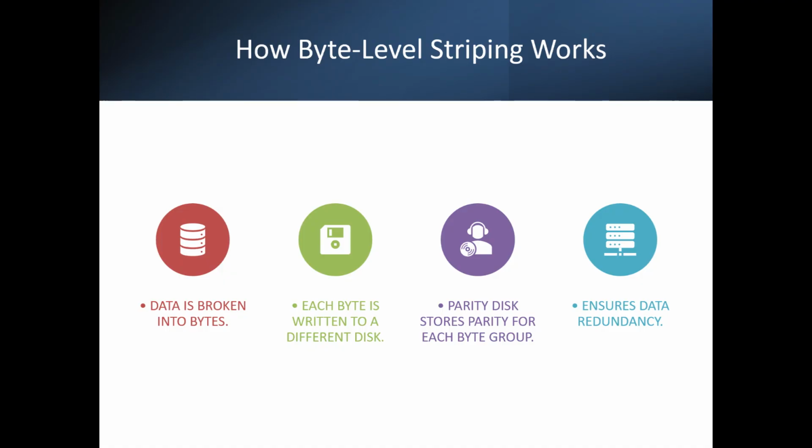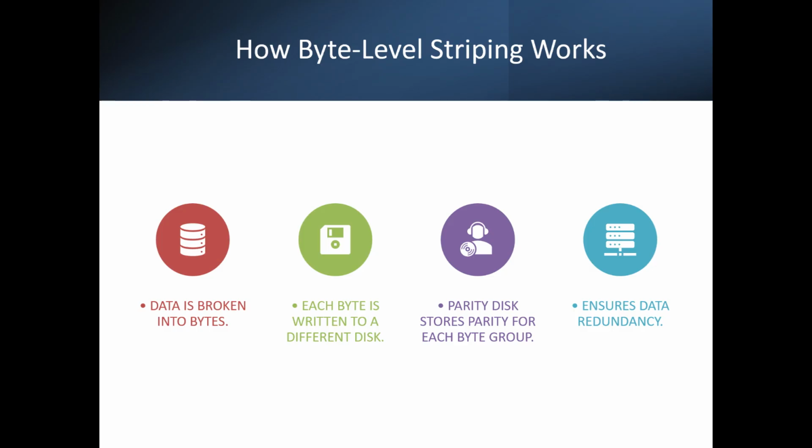That's where the parity disk comes in. What's the role of the parity disk? Alongside the data disks, RAID 3 has one dedicated disk just for storing parity information. We know what parity is. Parity is a kind of checksum. It's some extra piece of information that lets you rebuild the lost data if one disk fails.